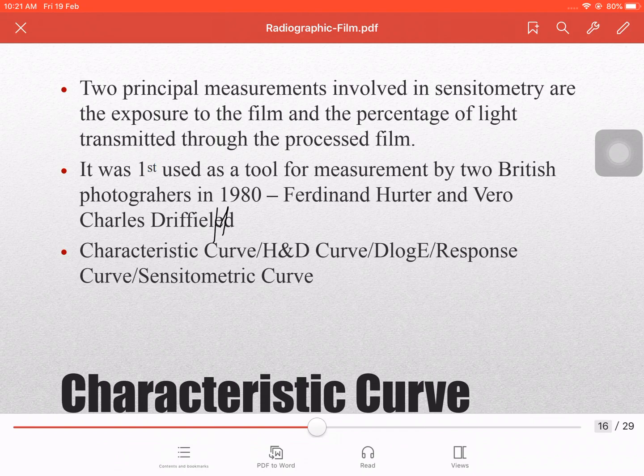Pag sinabi nating sensitometry, it is the study of relationship between the intensity of exposure of the film and the blackness after processing. Again, sensitometry is the study of relationship between the intensity of exposure of the film and the blackness after processing.